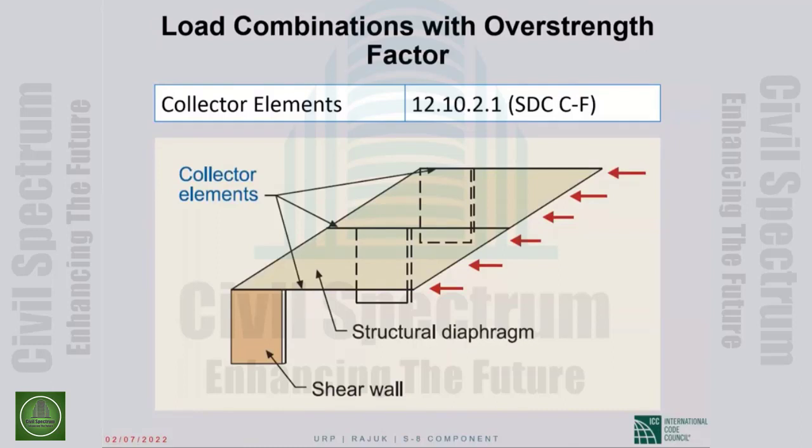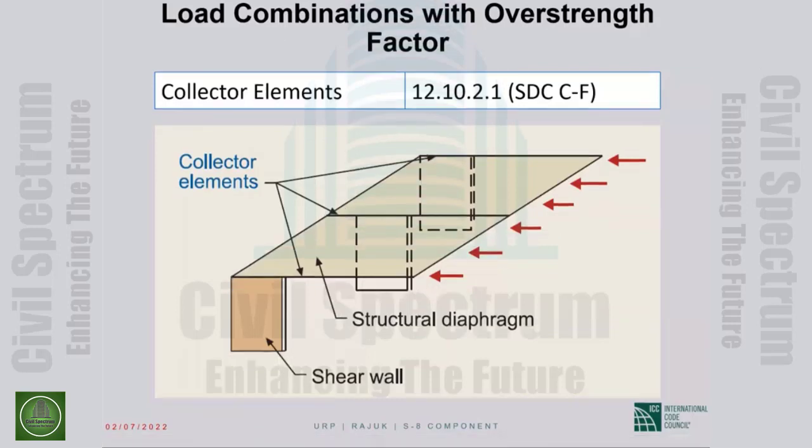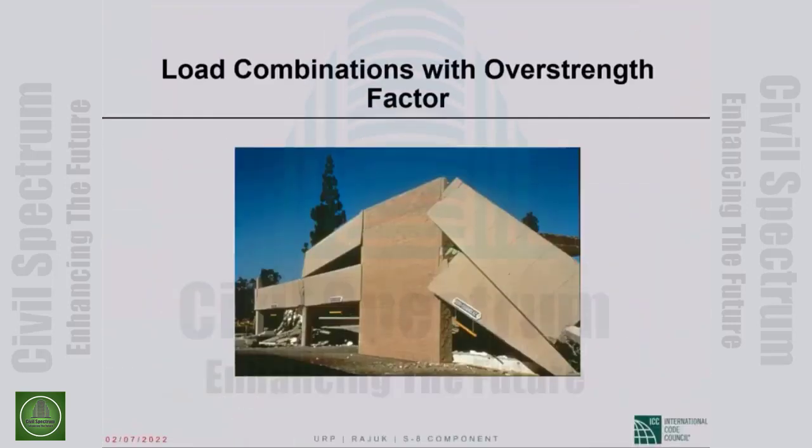They are collecting the shears and delivering them to the lateral, the seismic force resisting shear wall. Okay. So when you have this situation, a shear wall or a frame supporting only part of a diaphragm edge, not all of it, we have collector elements. There are other situations where the same thing exists. Anyway, those collector elements must be designed using the load combinations with overstrength factor.